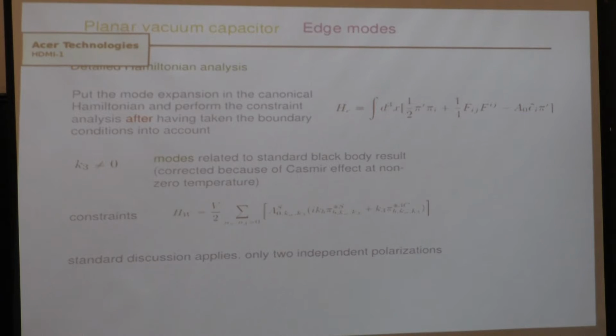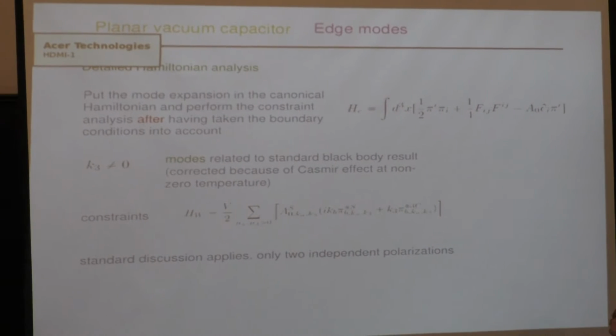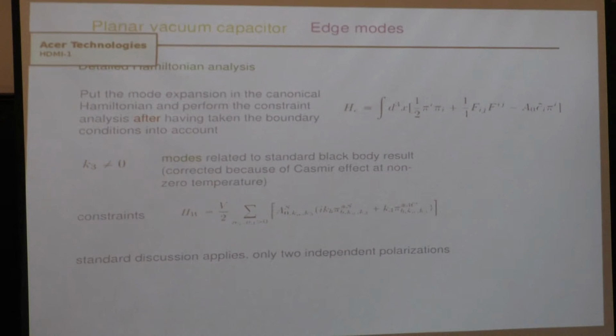Okay, and what you are doing is, because you want to understand degrees of freedom, and sometimes to understand degrees of freedom, it's interesting to go back to the Hamiltonian and not do, let's say, the Lagrangian path integral, which sometimes obscures the degrees of freedom that are in the game. So you put the mode expansion in the canonical Hamiltonian, including the boundary condition, and only then you do the Dirac analysis.